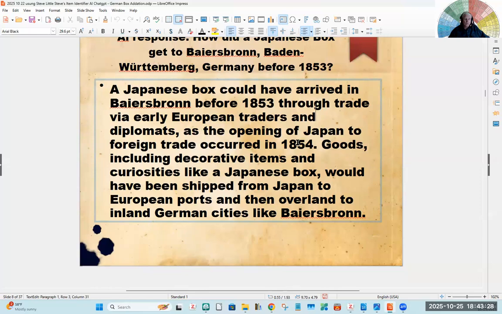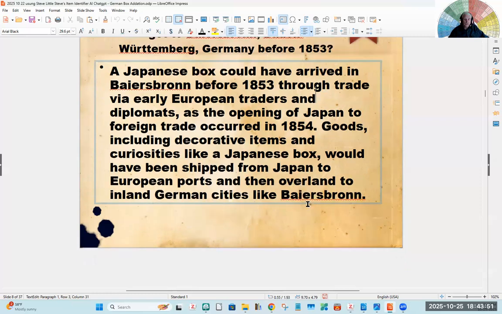The opening of Japan occurred in 1854. So goods including decorative items and curiosities like this Japanese box would have been shipped from Japan to European ports and overland to inland German cities. Now, if it came from China instead, because apparently the same types of boxes were made in both countries, it could have come earlier, and the ports were open.